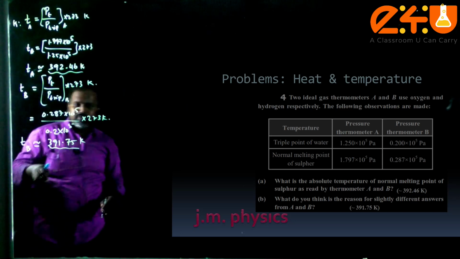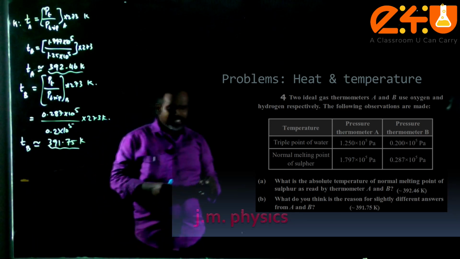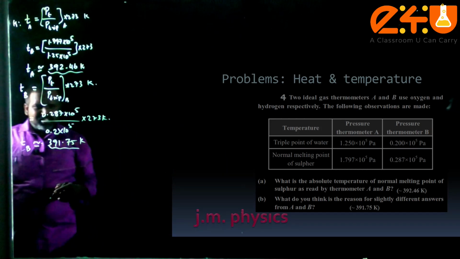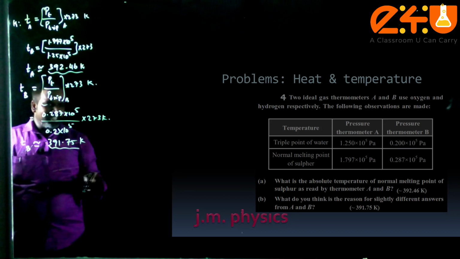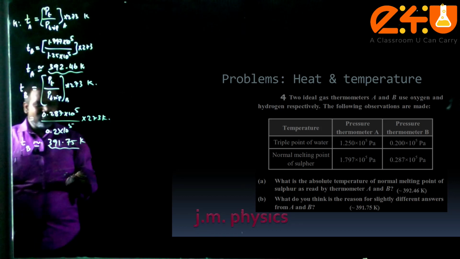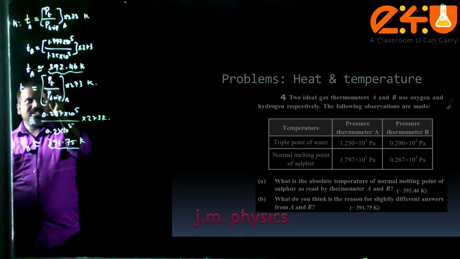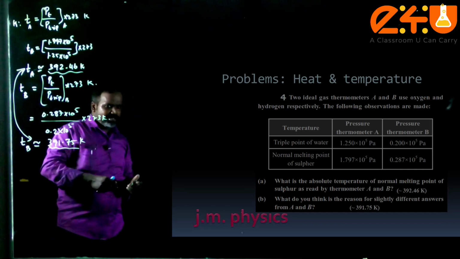More or less they are very close values, but there is a slight difference between these two temperature scales. The reason is that only at very high temperature do normal gases behave like an ideal gas, but at normal conditions oxygen and hydrogen do not behave ideally. Because of that, there is a slight difference between these two temperatures. Please go for the next question.